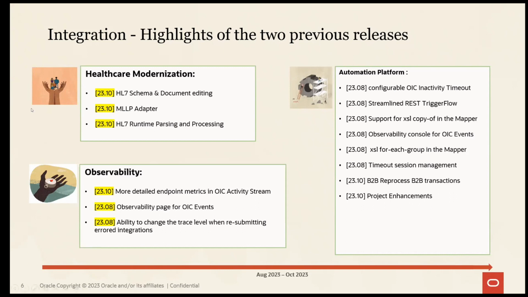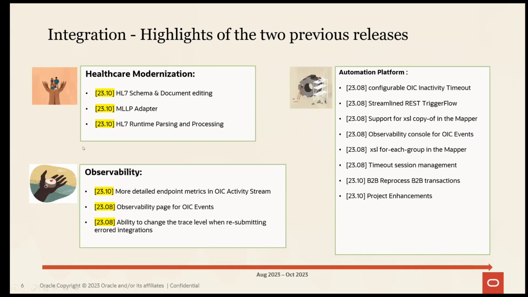Another nice feature in respect of observability is the ability to change the trace level when resubmitting errored integrations. So my integration is running in production mode, so to speak, from a trace perspective. It hits an error and I want to resubmit it, but I want more details in respect of troubleshooting. So I can resubmit that in debug mode, for example.